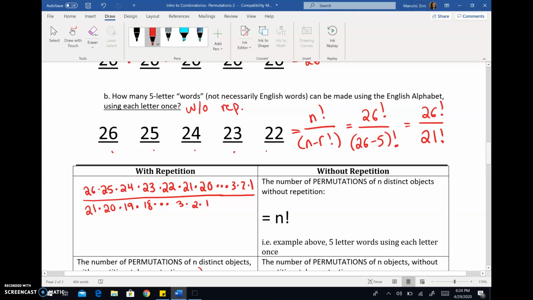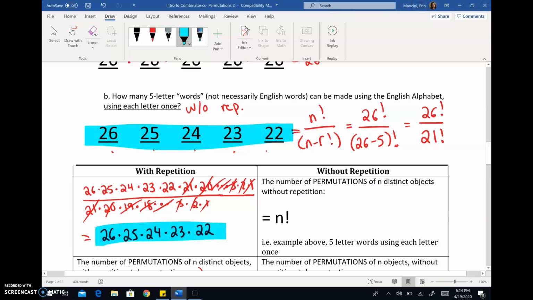Why did I do this? Well, everything here is being multiplied, and then you're dividing by some other stuff. And what undoes multiplication is division. So when you divide, 21 divided by 21 is just 1. 20 divided by 20, again, is just 1. 3 divided by 3 is 1. 2 divided by 2 is 1. 1 divided by 1 is 1. And all this middle stuff, the 19 would cancel out, an 18, and all the middle stuff would have a factor to cancel out with. So what you'd be left with is 26 times 25 times 24 times 23 times 22, which is exactly what you set up with the blank method.